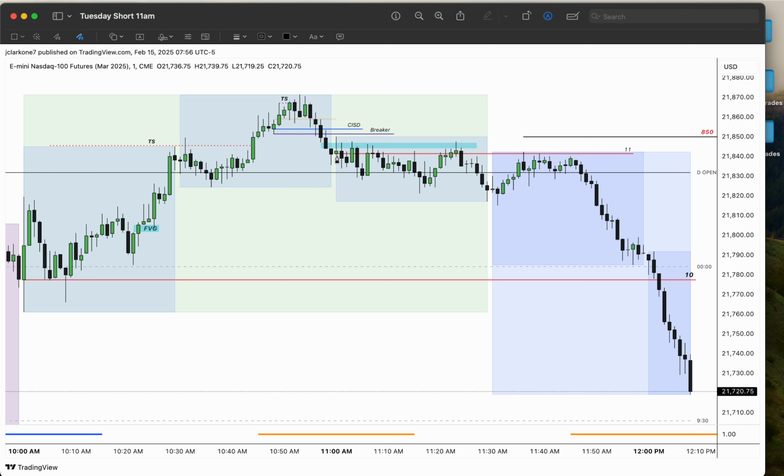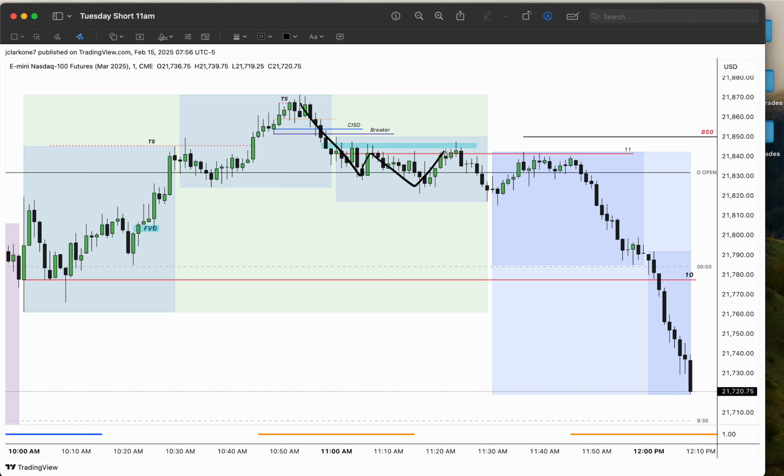And we open at 11 a.m., don't really do anything, consolidate. We wait on the next macro, and we sell off. First target would be 10 a.m. open, previous 30-minute cycle low, previous 90-minute cycle low. This was a nice one.